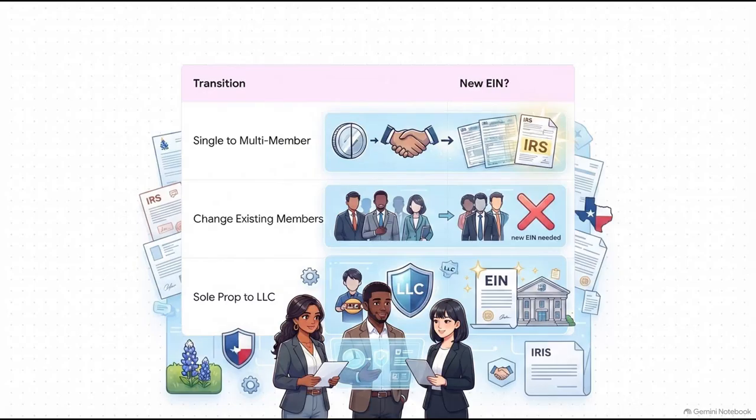Now, another incredibly common area of confusion. Do you need a new employer identification number, or EIN, when your membership changes? Let's clear this up right now. If you are going from a single-member LLC to a multi-member LLC, the IRS usually demands that you get a brand new EIN because your tax classification is fundamentally changing from disregarded to a partnership. However, if you are already a multi-member LLC and you're just swapping out one partner for another, or maybe just changing their ownership percentages, you do not need a new EIN.